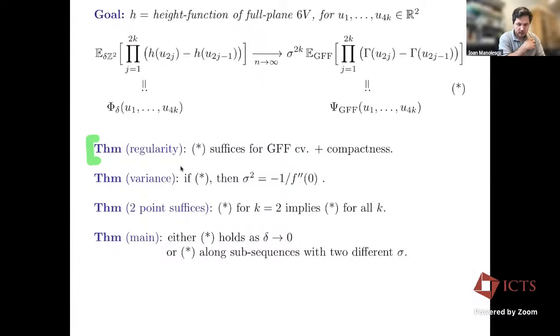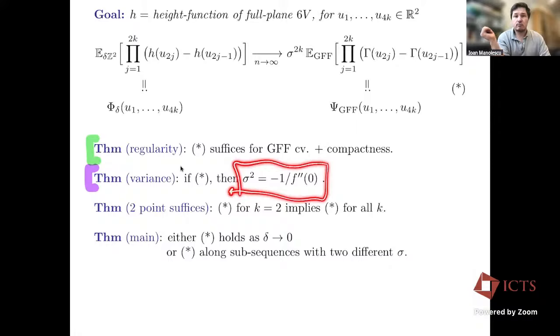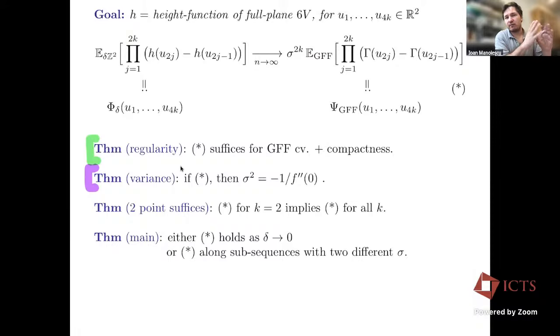Then we're going to have the scaling variance theorem, which essentially tells you that if you have convergence to GFF, then you know what the sigma should be. The sigma is related to the second derivative of the free energy at slope 0 via a formula, which I hope is this one. So if I tell you there's GFF convergence, this theorem, via F second, tells you what the variance should be.